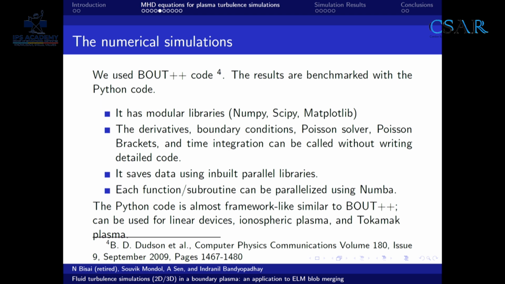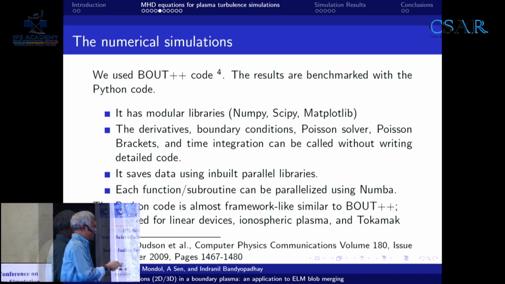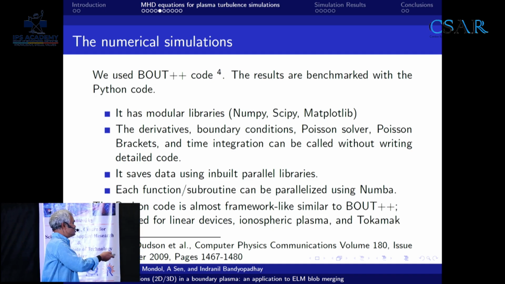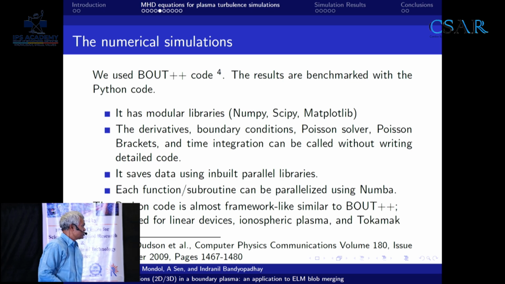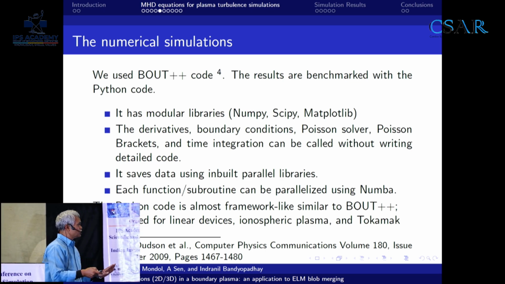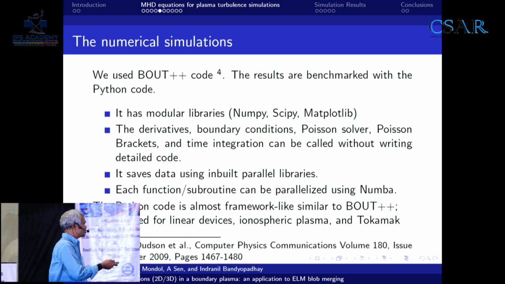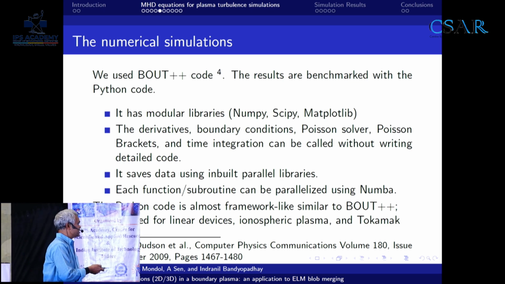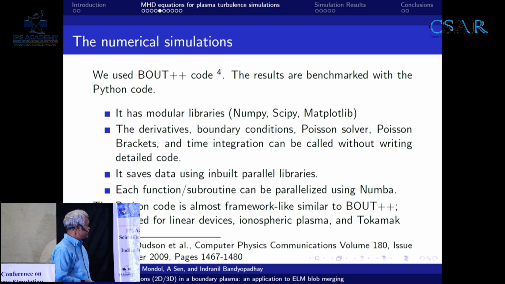So the code is benchmarked with Python. Again, Python is benchmarked with this code interchange, meaning the result is checked. I used Python because it has lots of libraries like NumPy, SciPy, and Matplotlib. These are inbuilt, no need to do anything. And it has many others, like Poisson solver, Poisson brackets, time integration. These are code written in Python, and it is there in the library.